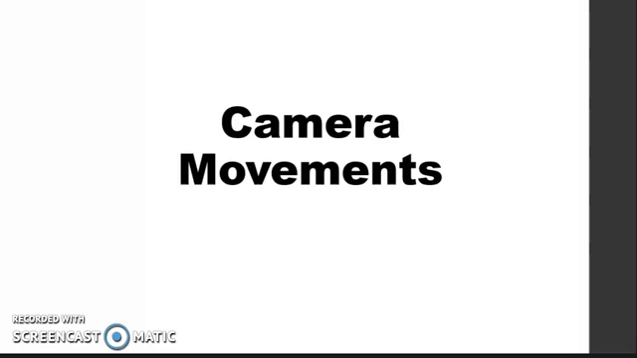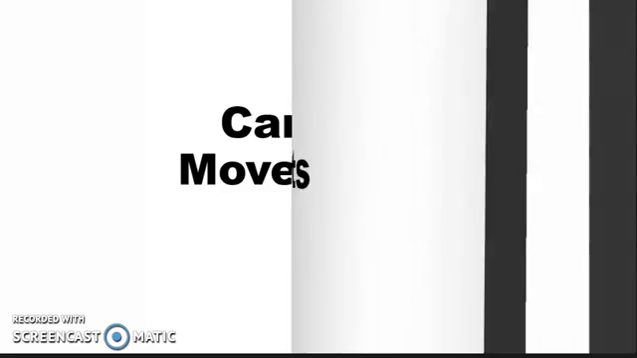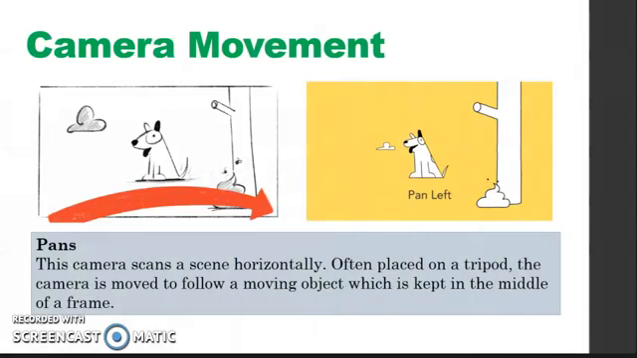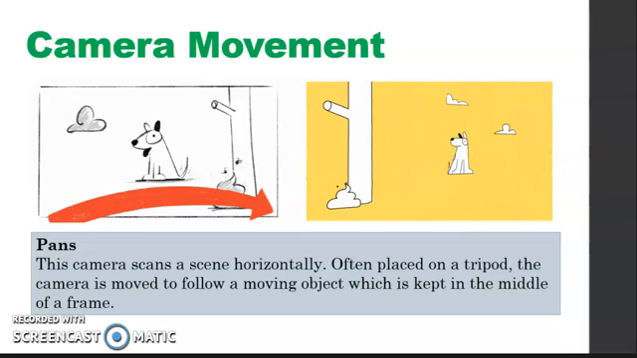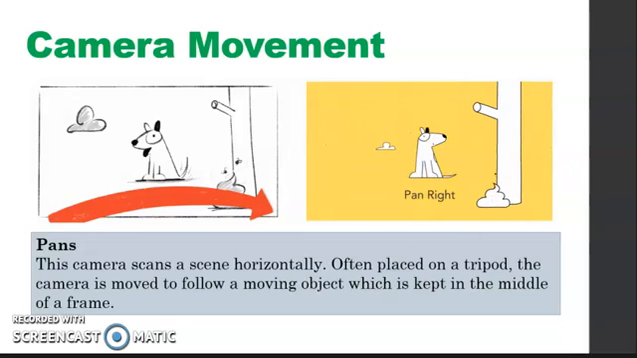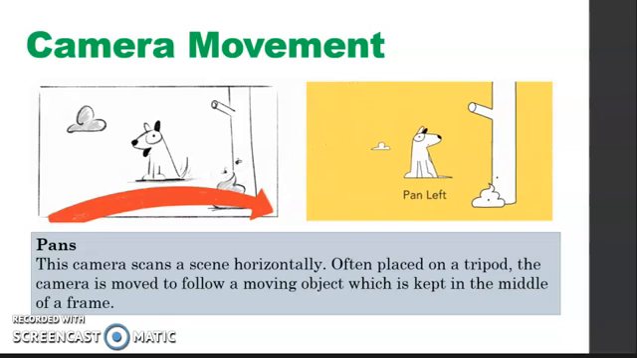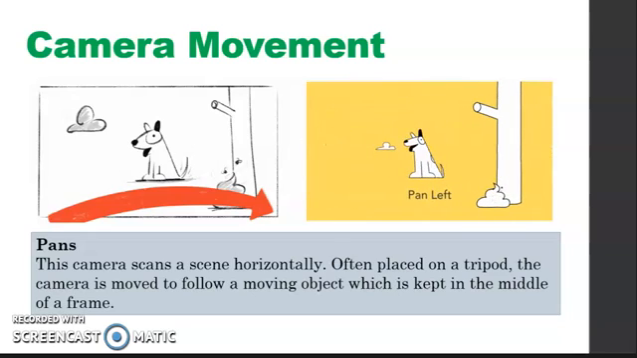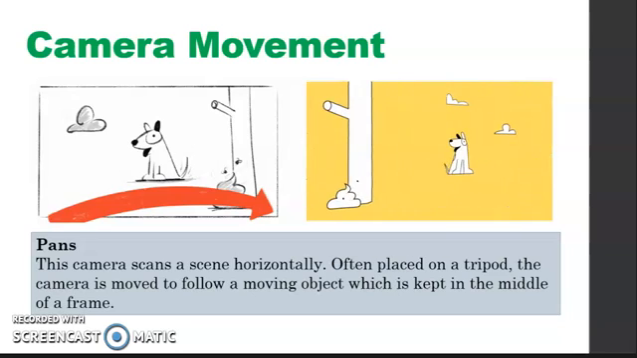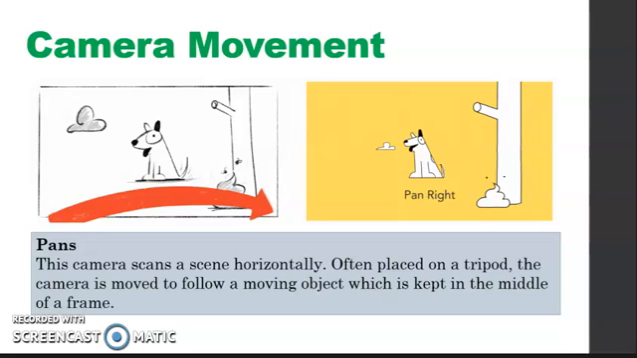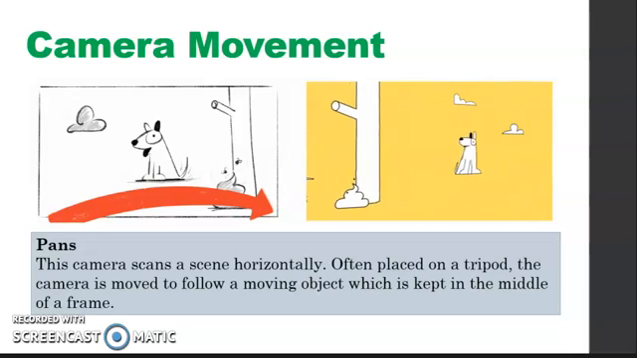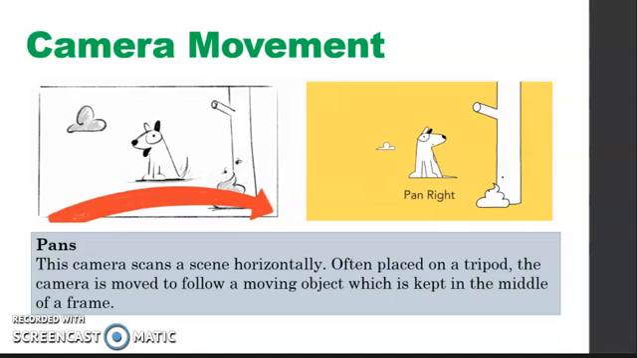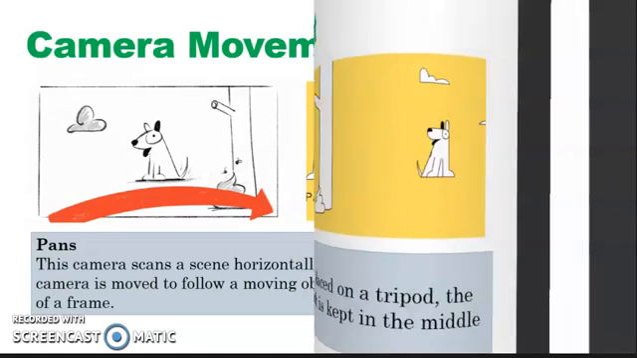Now let's have the camera movements. In camera movements, first we have panning or pans. This camera scans a scene horizontally, often placed on a tripod, and the camera is moved to follow a moving object which is kept in the middle of the frame. Panning, remember, is when the camera is moved horizontally from one side to another on a central axis.